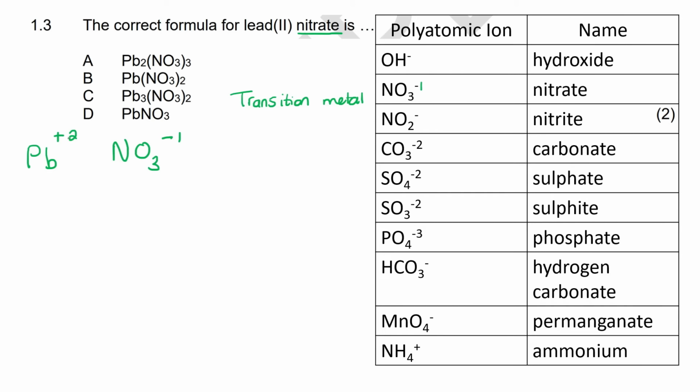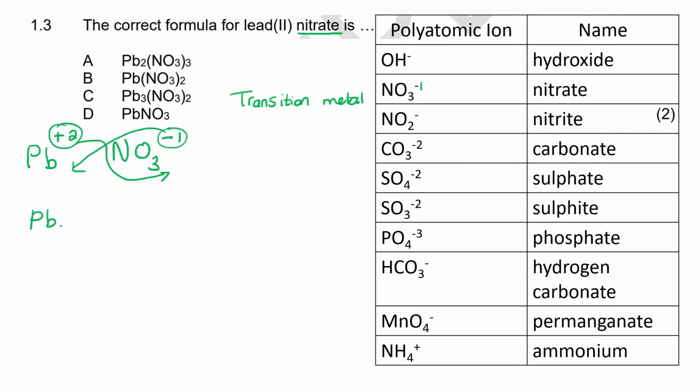Now it's easy. We've been at this situation before where you've got these two things next to each other. So all that you're going to do is the 2 is going to go over there, and the 1 is going to go there. So it's going to be Pb. I'm going to put the 1 there for now, but we will take that away.